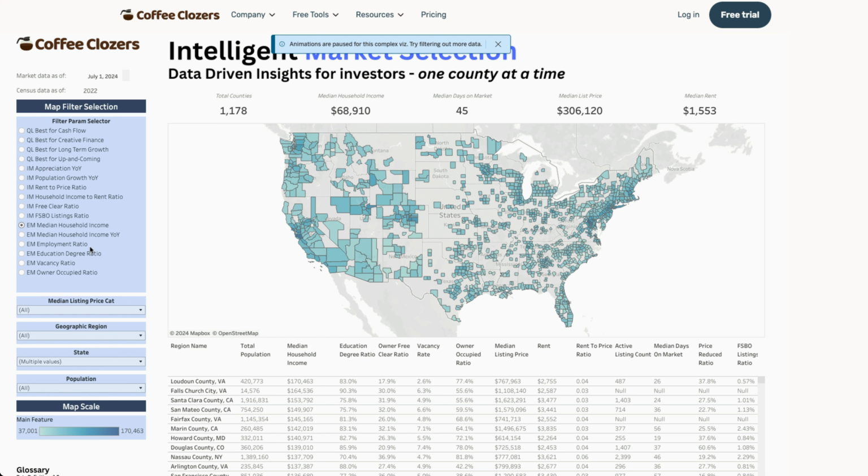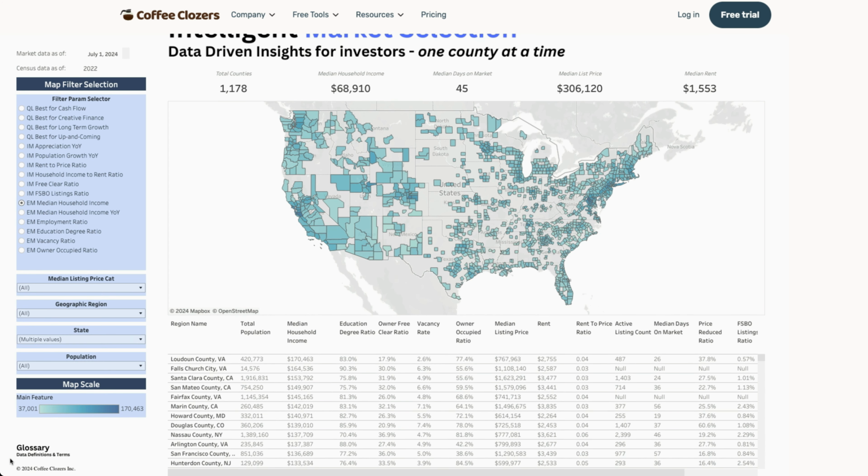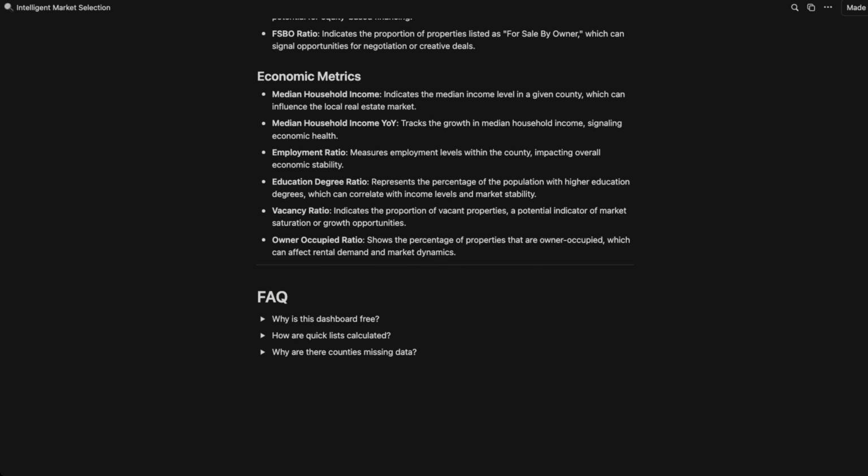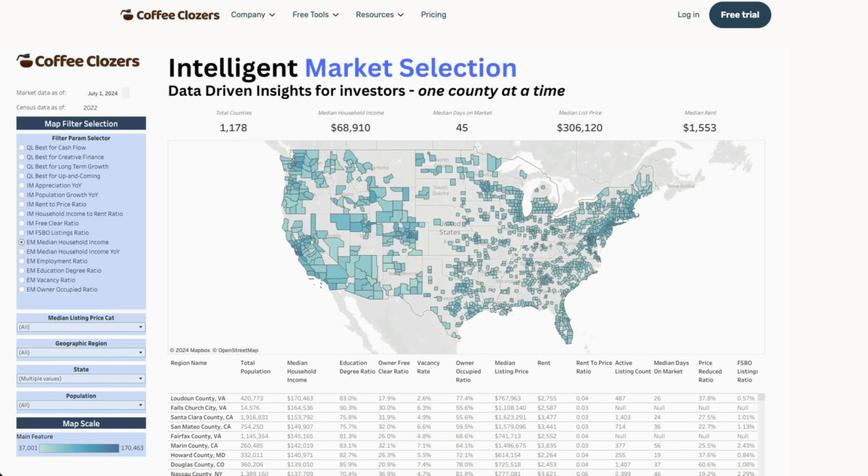We have employment ratio, education degree, vacancy, owner-occupied ratio. For more definitions on what these are, you can click this here to the glossary, and you'll get information on data sources as well as all the metrics. Those were economic metrics, getting a pulse of the health of an economy. Now, if we look at investor metrics, we covered one in detail recently, which was rent to price ratio, how profitable an area may be. I'm going to click this just so you could see again the map change on the right-hand side.